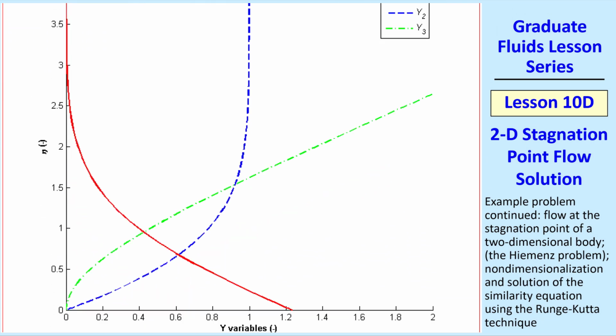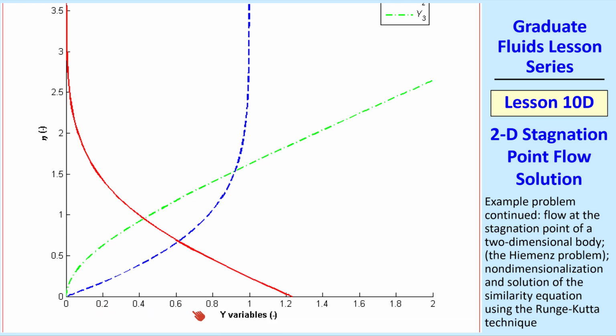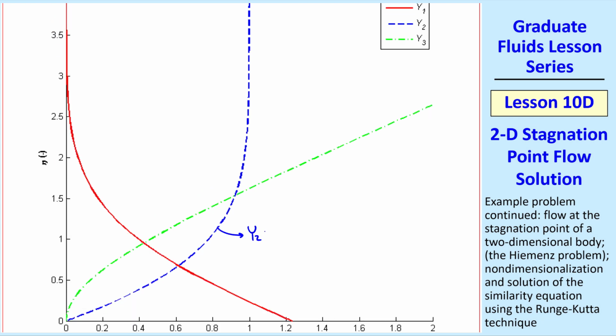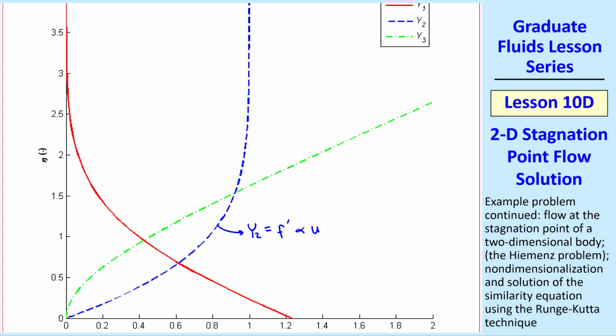Here's a plot of my results, the similarity profiles from MATLAB. I plotted with the y variables on the horizontal axis and eta vertically, since eta goes from 0 at the wall to some high value. The blue profile is y2, which is f prime, which is proportional to u. This is our velocity profile, starting at the no-slip condition and asymptoting to a constant value of 1. If we had picked the wrong value of y1 at 0, this would asymptote to some value other than 1.